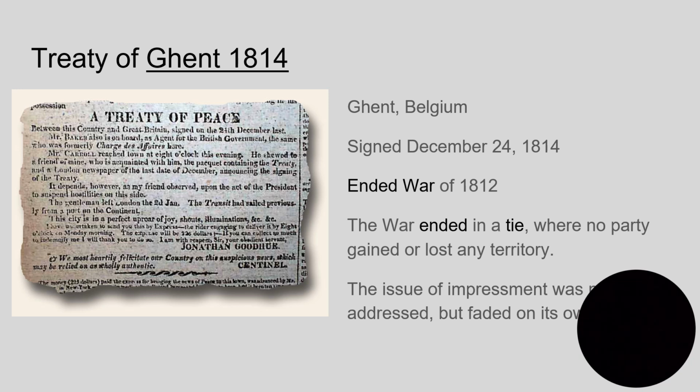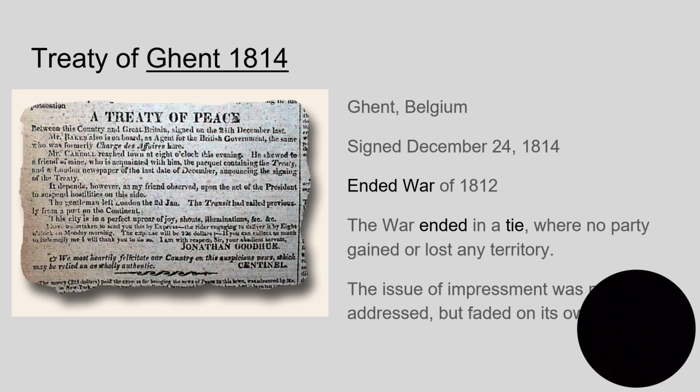The Treaty of Ghent in 1814, Ghent, Belgium. The treaty is signed on December 24th, 1814. It officially ended the War of 1812. The war ended in a tie where no party gained or lost any territory. The only loss was life, which was worse.